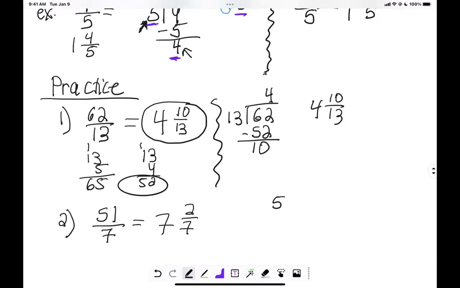Or you could divide. 7 times 7 is 49, and there's 2 left over. 7 and 2 7ths. Either or.